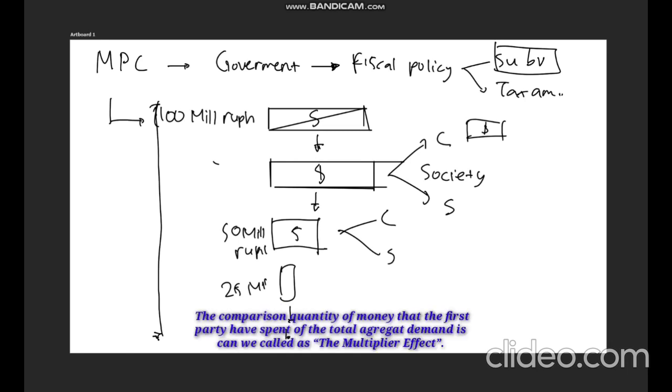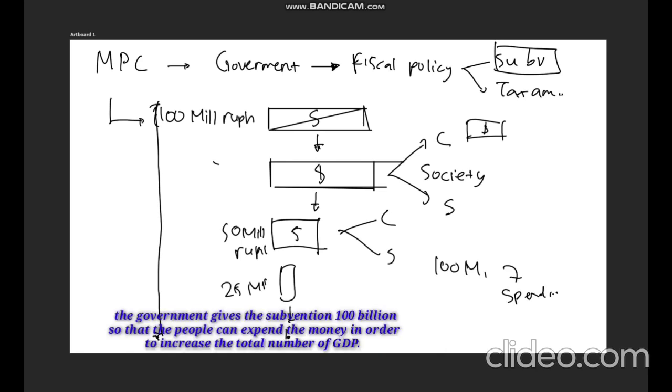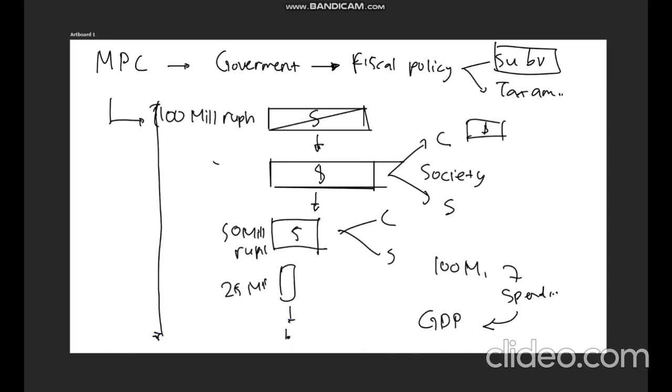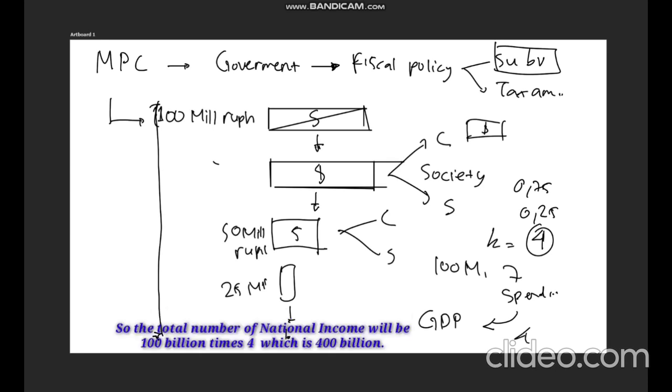The comparison between the quantity of money that the first party has spent and the total aggregate demand we can call the multiplier effect. As we see from the example, the government gives the subvention of 100 billion so that the people can spend the money in order to increase the total GDP. Let's say the people's MPC index is 0.75, so the MPS will be 0.25. If we calculate them, the coefficient multiplier effect is 4. So the total national income will be 100 billion times 4, which is 400 billion.